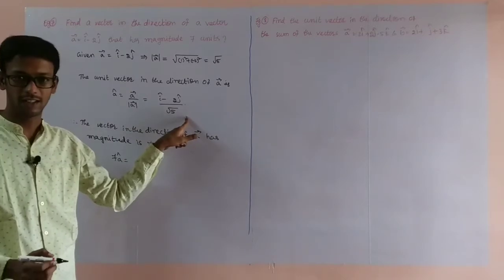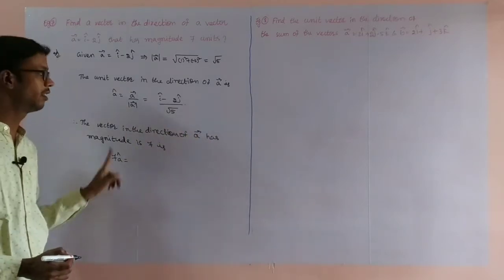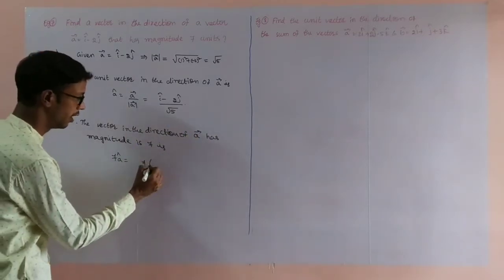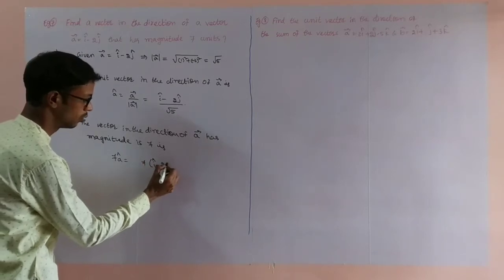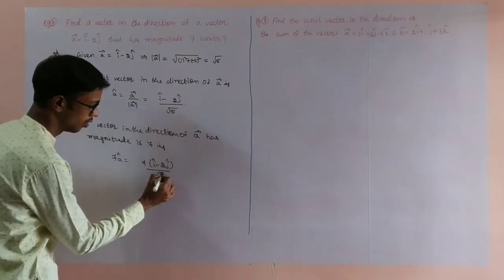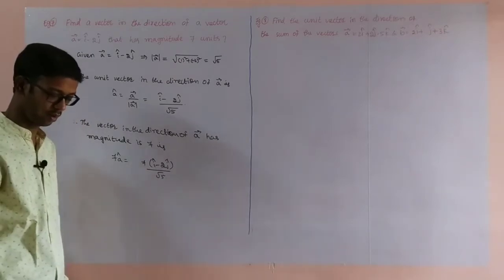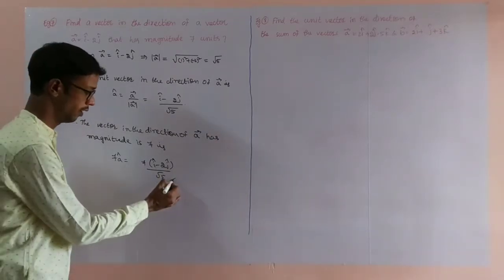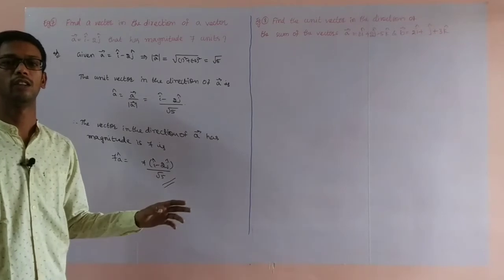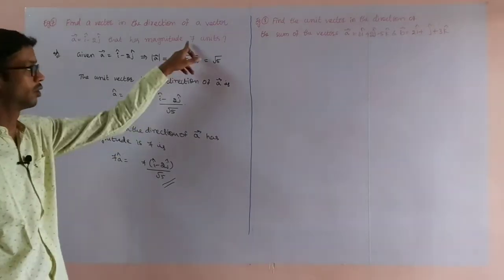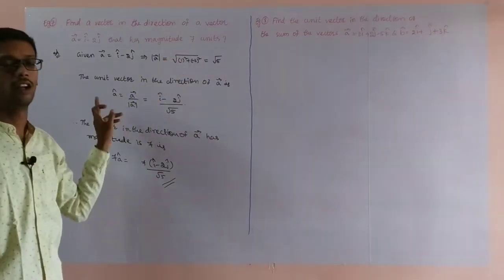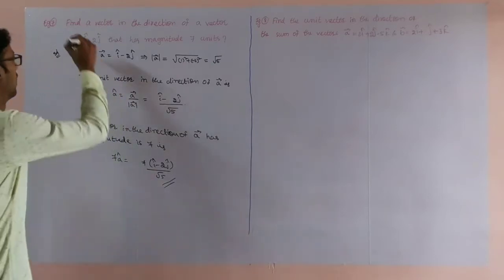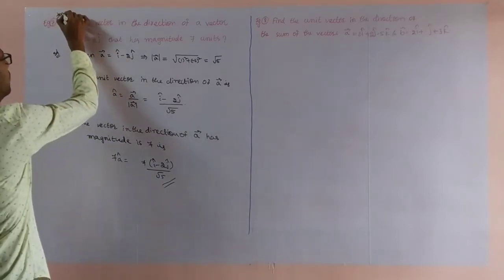The 1 unit vector is this one. The 7 units vector is 7 multiplied by i cap minus 2j cap by root 5. So this is the required vector of magnitude 7 in the direction of a bar. This is the way of finding. This is an important problem.